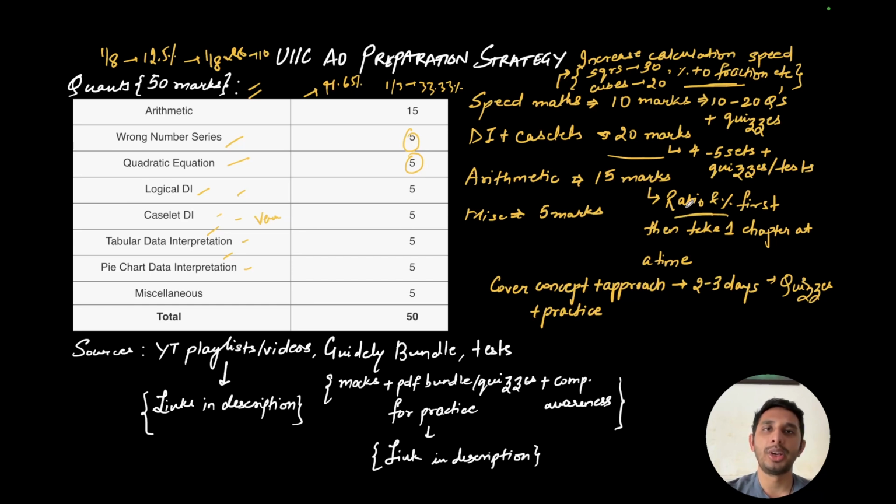Ratio and percentage should be done first, and then take one chapter at a time. Learn the concept, approach through videos, through foundation playlist. If you're a beginner, take 2 to 3 days and then solve through quizzes. 2 to 3 days to cover the concept, approach, and the practice part. Alright. Then miscellaneous 5 marks, it may be quantity 1, quantity 2, or that kind of stuff.